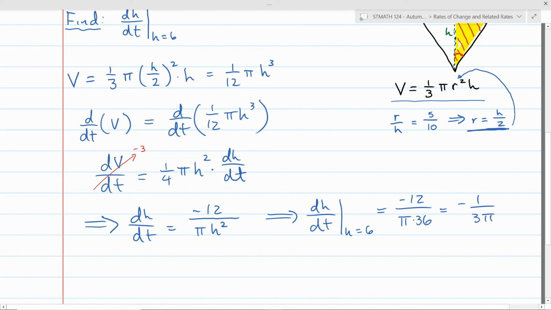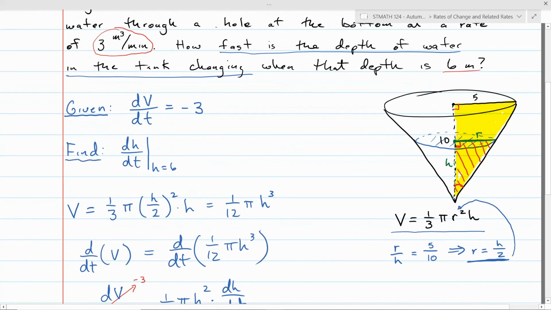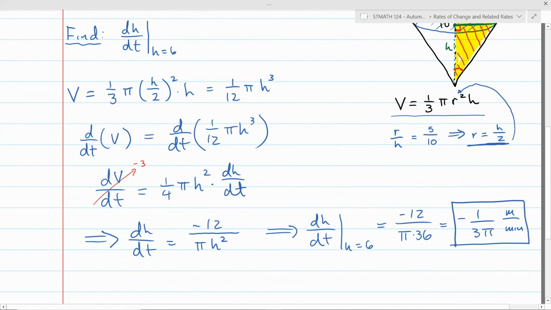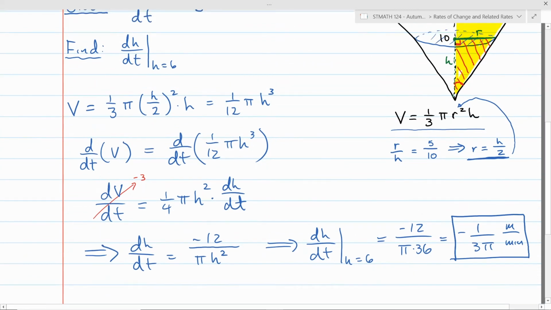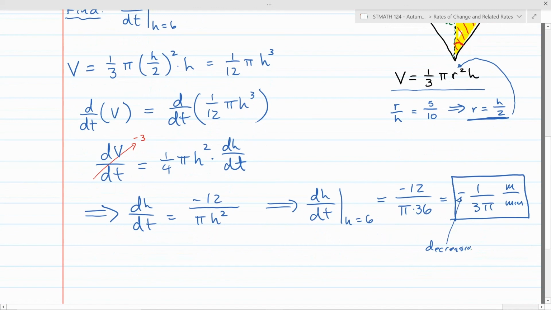And what are the units? The lengths in this problem were measured in meters, and time was measured in minutes, so this would be meters per minute. I'm happy that my dH/dt was negative, because as the water is draining, the depth of water is decreasing. So the negative indicates a decreasing depth of water, and that passes some sort of sanity check. If I had gotten a positive answer, I would know I screwed up somewhere.